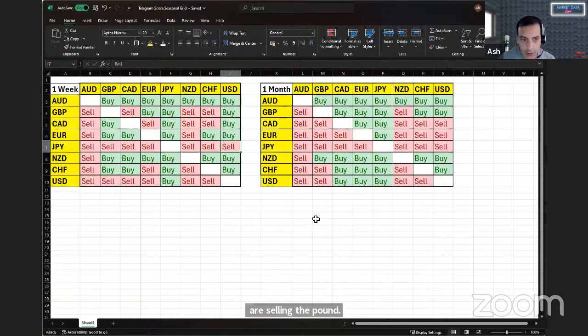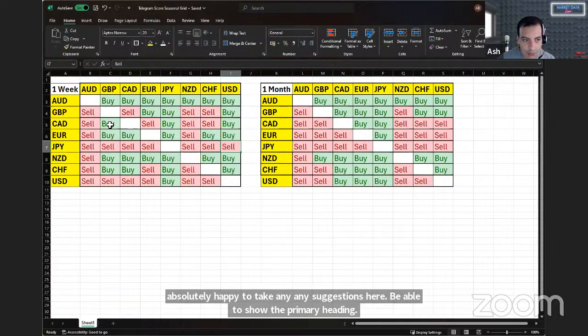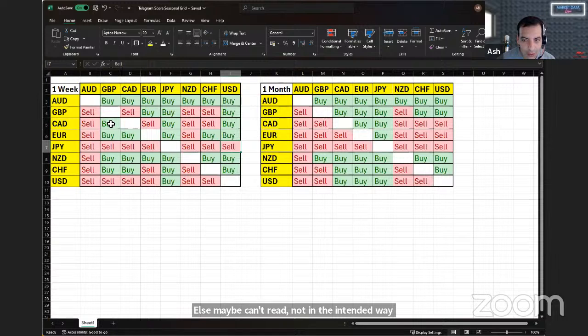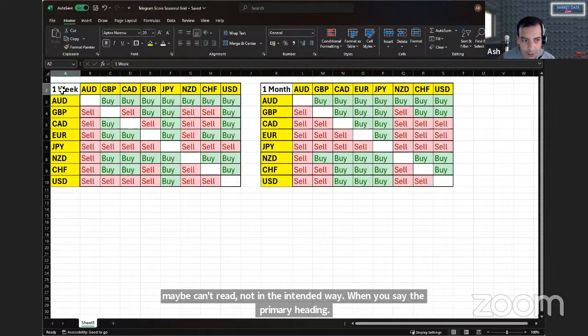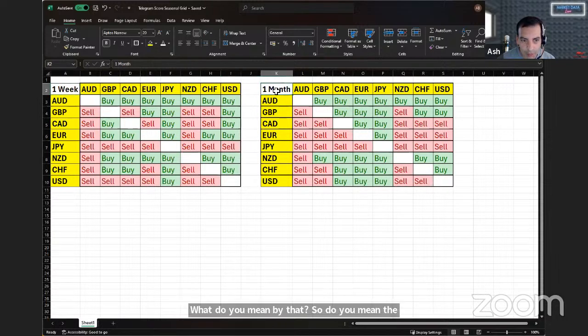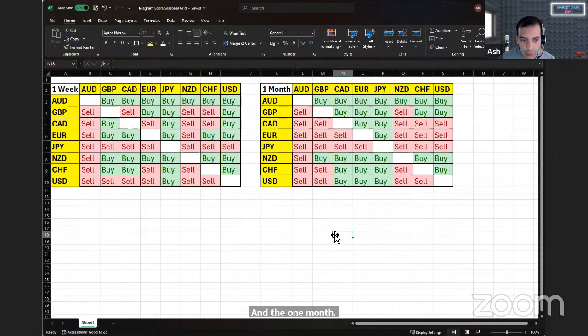Sorry, KW. Yeah. So this is where I'm absolutely happy to take any suggestions here. Need a label to show the primary heading, else maybe it can't be read in the intended way. When you say the primary heading, what do you mean by that? Do you mean the 1 week and the 1 month? What do you mean by that? I'll try and put a little description in when I post it.